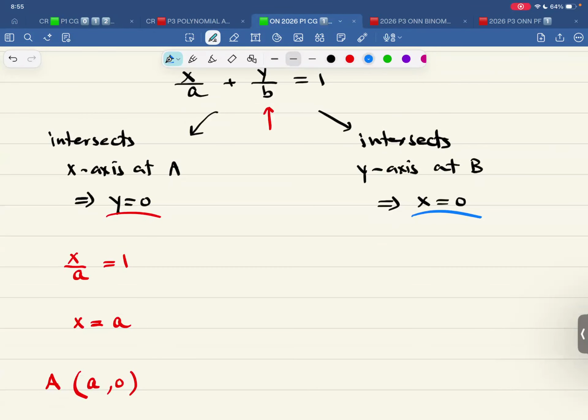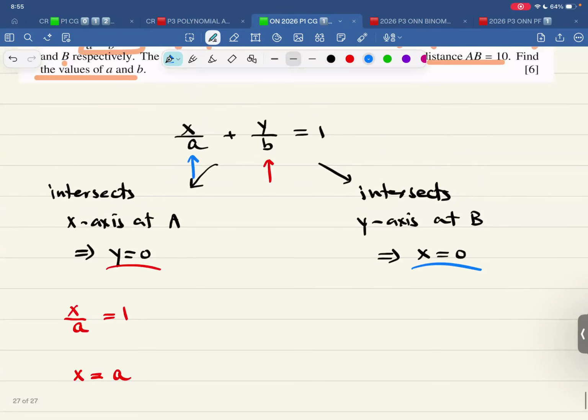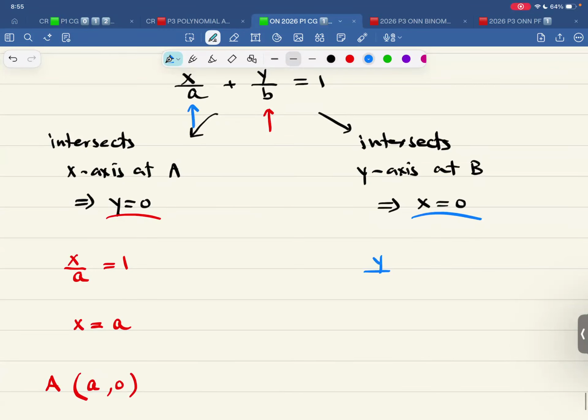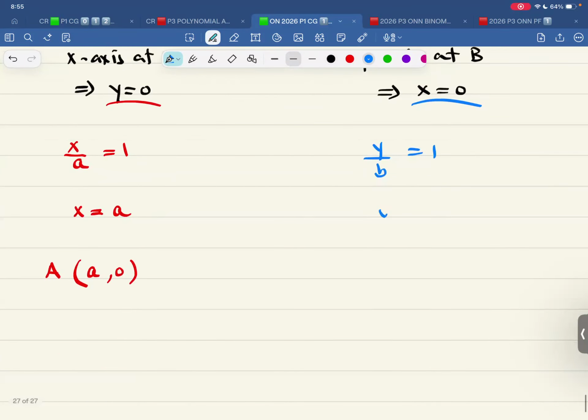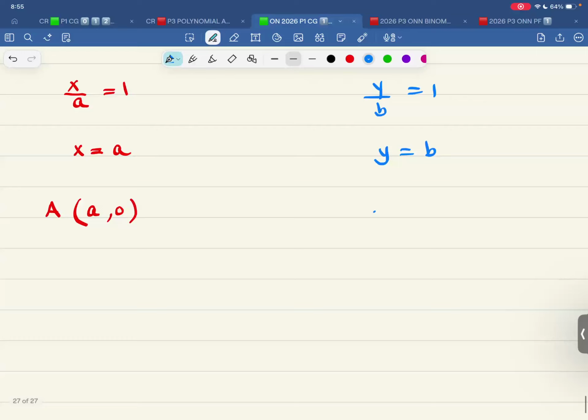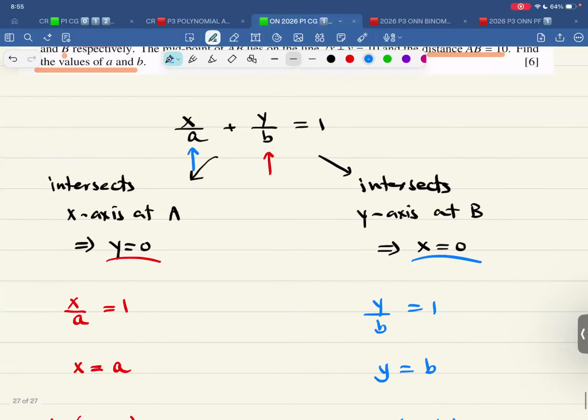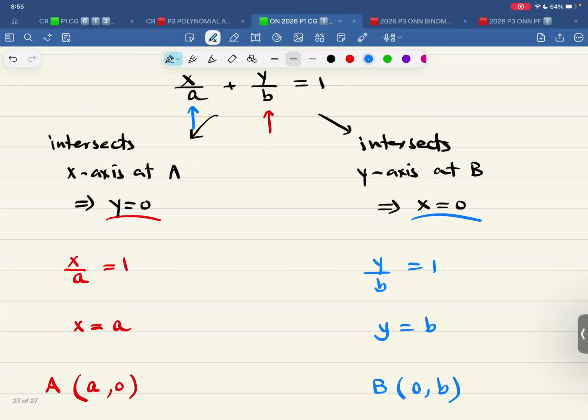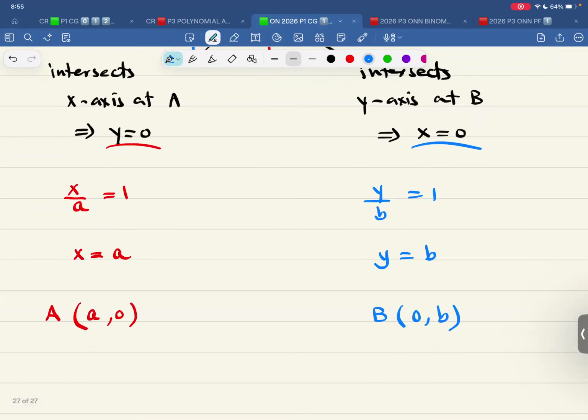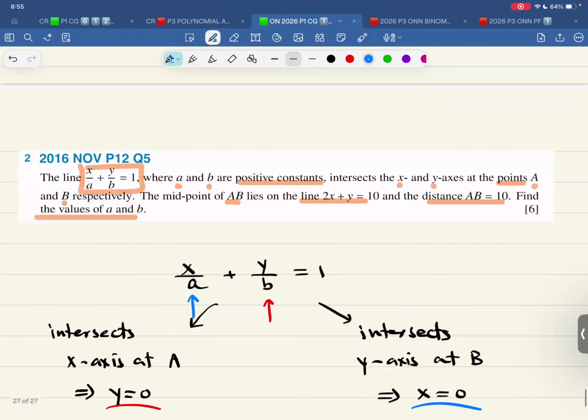If I say x is equal to 0, this term will disappear. y over b equals 1. Therefore, y is equal to b. Therefore, the coordinates of B are (0, b). I hope this is all good, all clear. That's the equation of a line. Line meets the x-axis, y-coordinate is 0. Line meets the y-axis, x-coordinate is 0. That's how you get A and B.